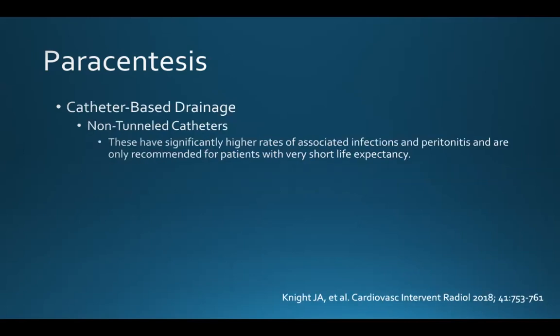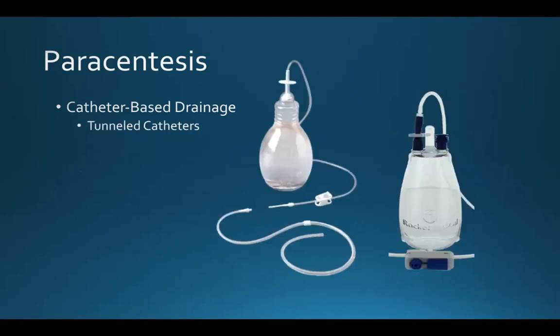Some will consider placing non-tunneled drainage catheters for drainage of ascites. The problem here is that these have significantly higher rates of associated infections and peritonitis and are only recommended for patients with very short life expectancy. Tunneled catheters can be considered in these patients, and pictured here is the Pleurex catheter as well as the catheter from Rocket Medical.